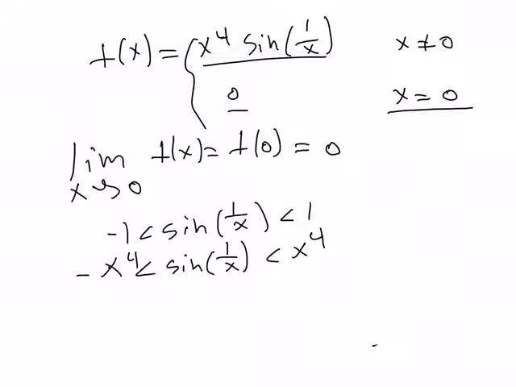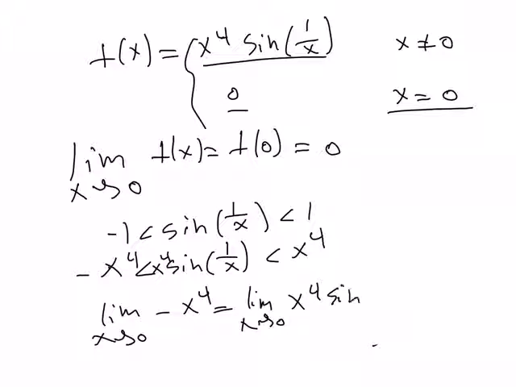so the limit as x goes to 0 of negative x to the fourth is equal to the limit as x goes to 0 of x to the fourth sine 1 over x is equal to the limit as x goes to 0 of x to the fourth is equal to 0. Basically, squeeze theorem.